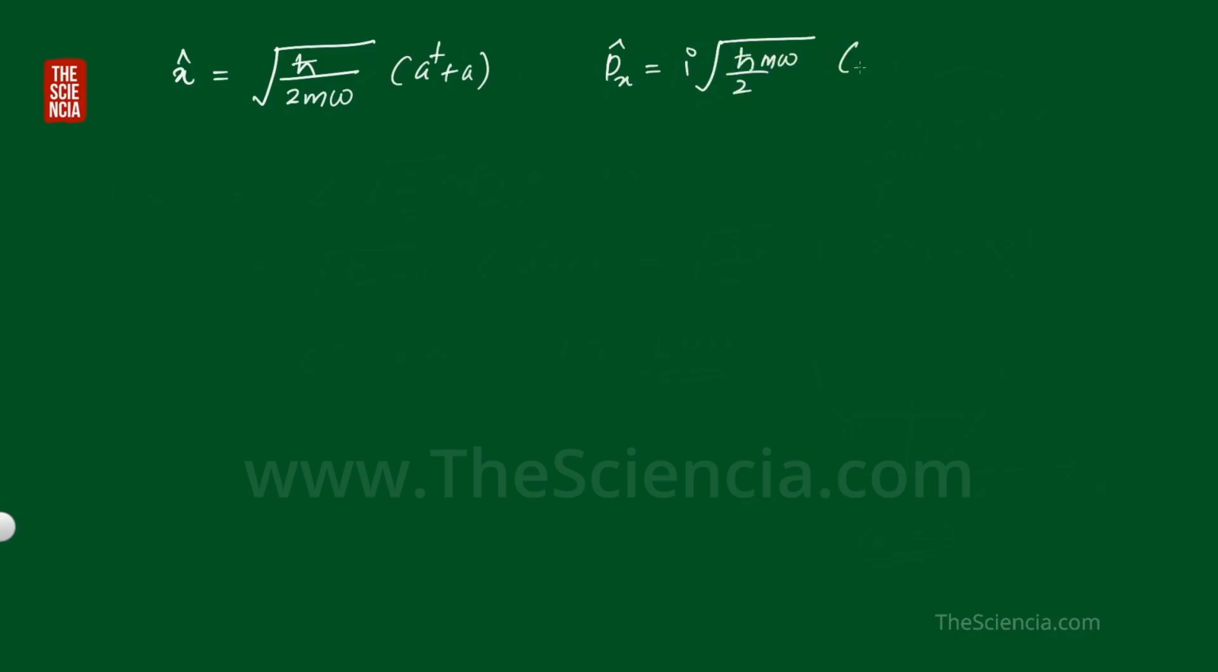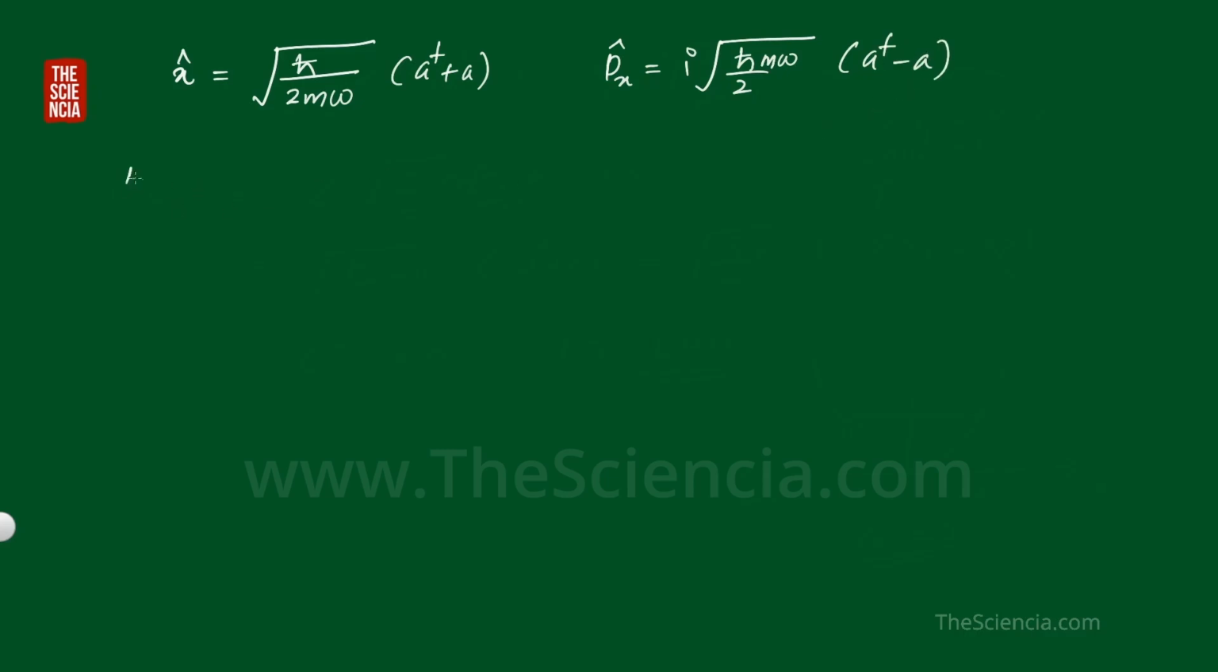So we got two expressions for x cap and p x cap in terms of creation and the annihilation operator. That is x cap is equal to root h cross by 2 m omega into a dagger plus a, and p x cap is equal to I into root h cross by 2 m omega into a dagger minus a.